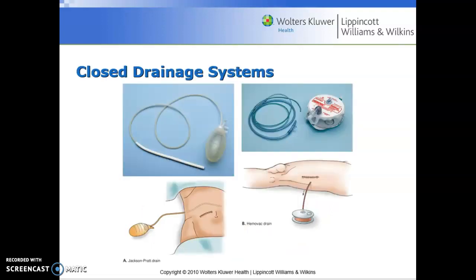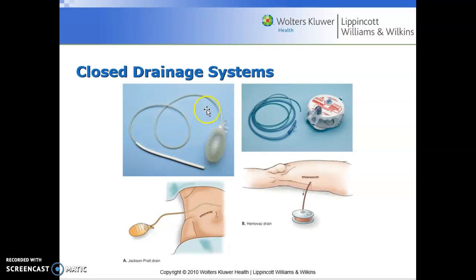Now we're going to talk about the closed drain system. The closed drain system consists of the Jackson-Pratt drain and the Hemovac drain. So if we're looking at this, this tubing here is placed inside of the wound bed, and then you can take this bubble, this bleb, and there's a spot at the top where you can open it. And once you open it, you mash it flat, and then you put the cap back on it. And that allows for suction. So this is placed in the wound bed, and this allows for gentle suction.